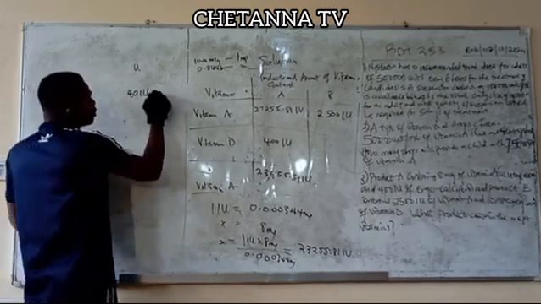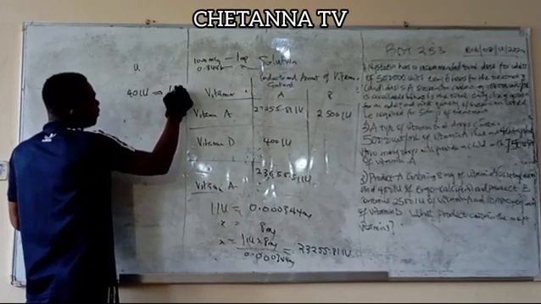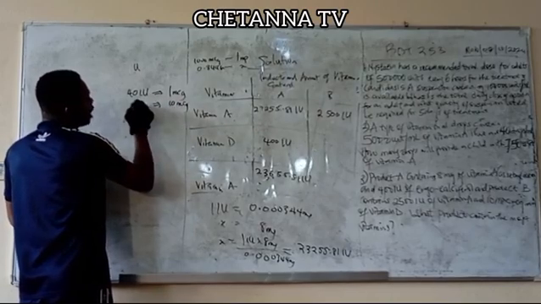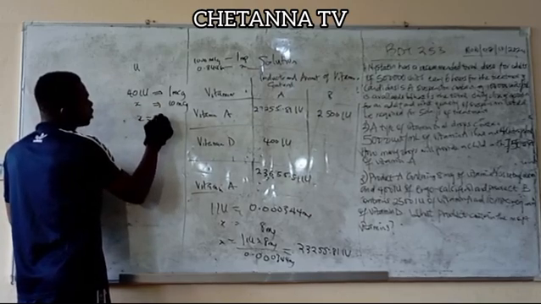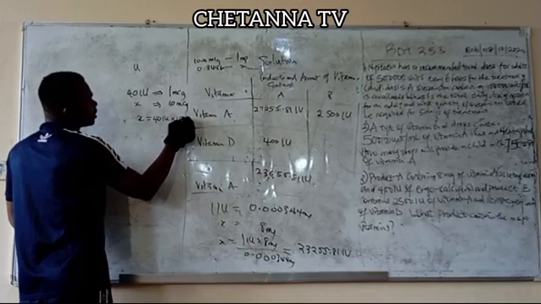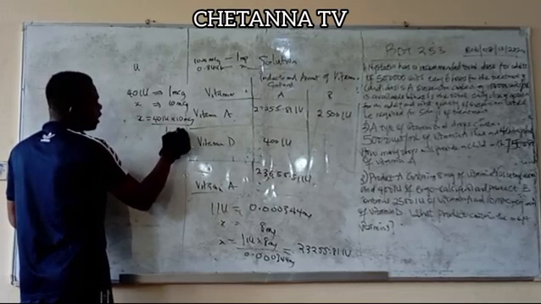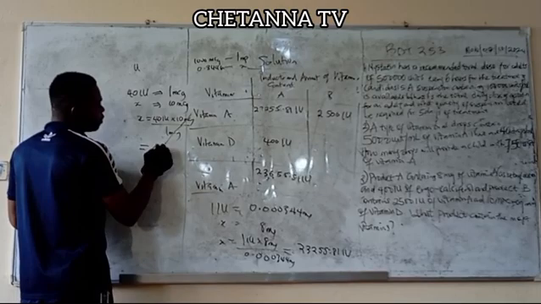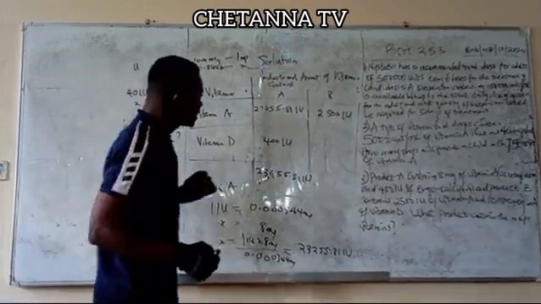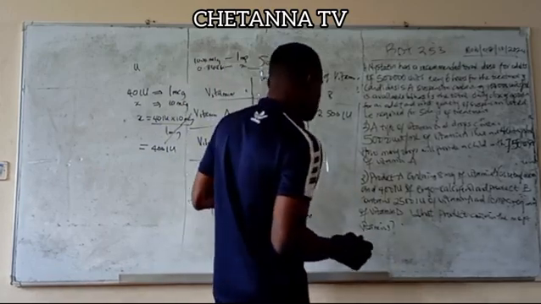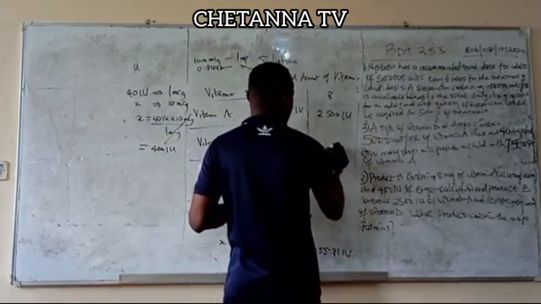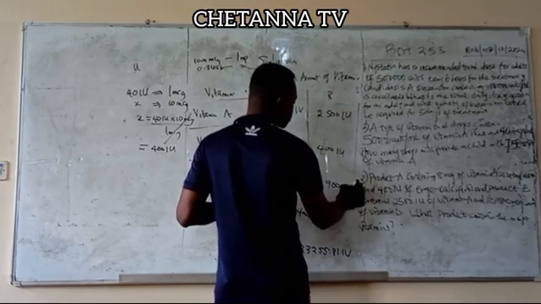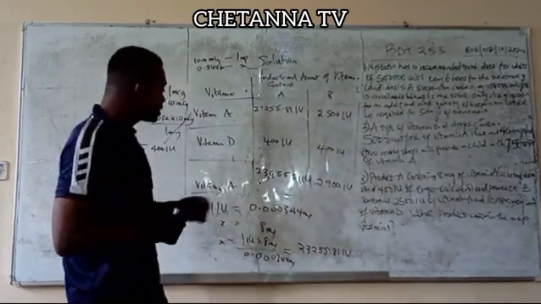40 IU is equal to 1 microgram. So 10 microgram will be X. X is equal to 40 IU times 10 microgram over 1 microgram. Microgram cancels microgram. 10 times 40 is 400 IU. So vitamin D in product B is also 400 IU. Total is 2,900 IU.